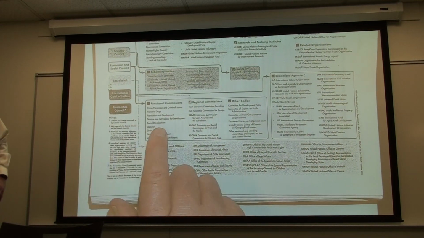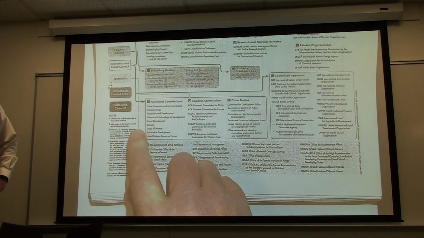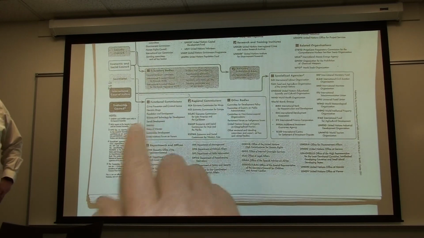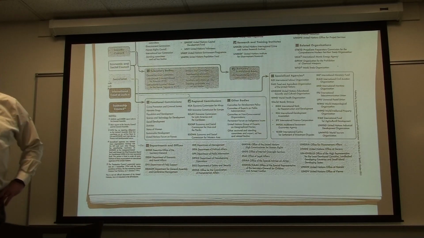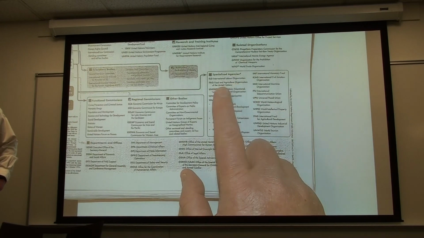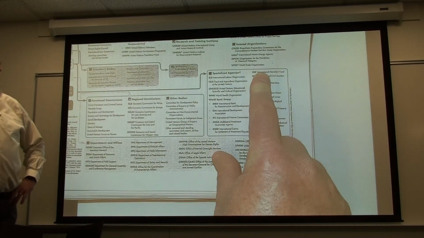Other commissions down here tie back to ECOSOC, various regional commissions involving different continental areas, Africa, Europe, etc. And then we have the specialized agencies over here. A lot of these you've probably heard of. International Monetary Fund, which is a separate IGO in and of its own right.